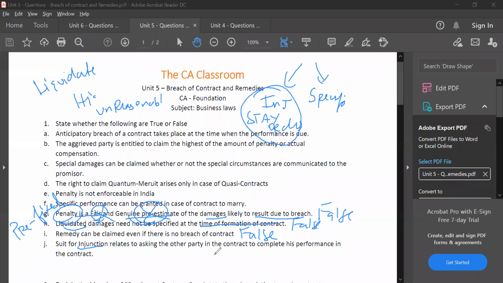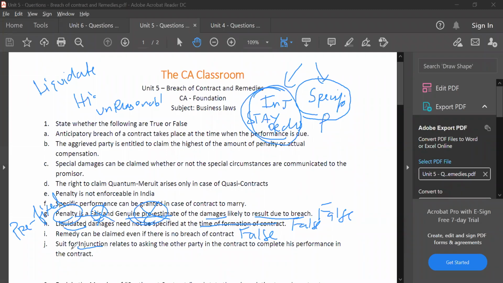Now let's say Salman Khan stopped acting in Karan Johar's movie. He's acting in some other movie now. Then you will claim for injunction to stop him from acting there. Now you want him to act in your movie. That is called suit for specific performance, asking him to perform what he has already promised.